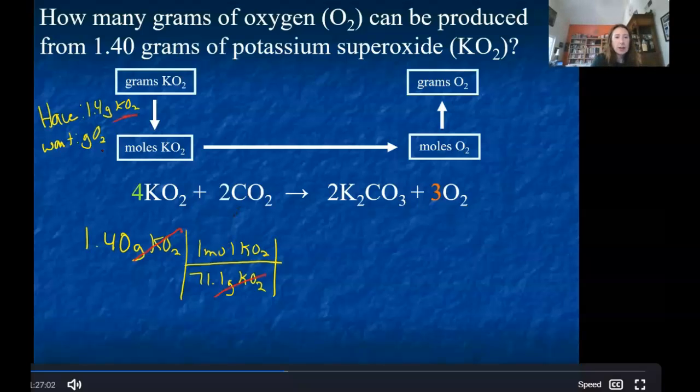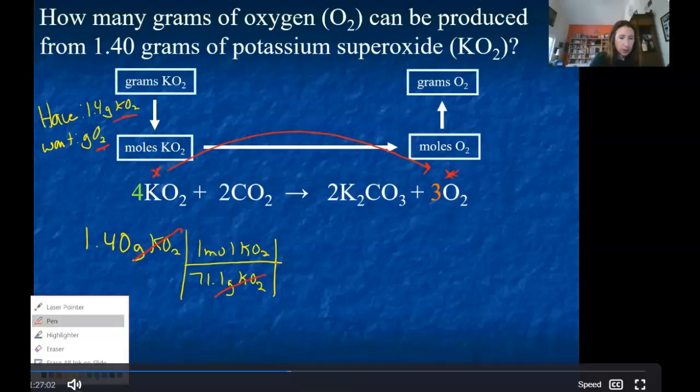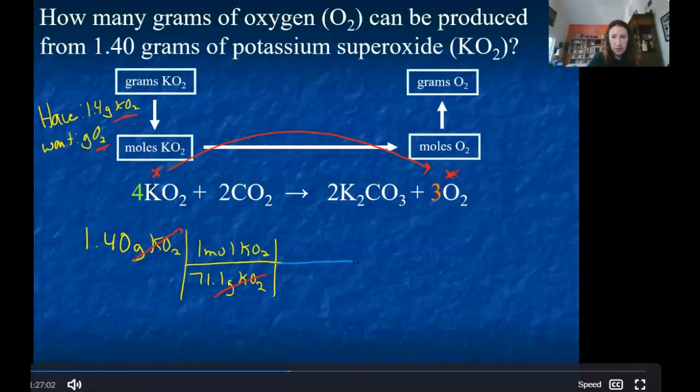I have KO2, but I want O2, right? So I have this, but I want this. The only way I can convert that is to go to a mole-mole ratio, which means I have to get to moles first. Now that we're at moles, now we can use this mole-mole ratio. I'm going to do this in a different color for a very specific reason.